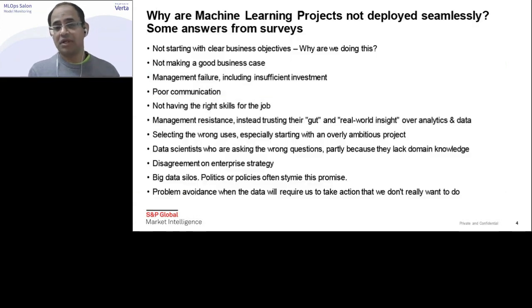If you look into some of the surveys, you can see why machine learning projects are not deployed seamlessly, from some of the questions that we got. In fact, these were some of the questions which we answered ourselves a couple of years back. Most of the time we do not start with a clear-cut business objective. We think that machine learning projects are like a Swiss Army knife. Probably they could be done better off.